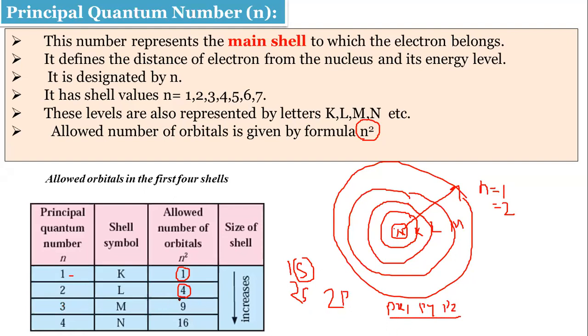Then in the third shell there are 9 orbitals. आता 3 चे orbitals काढू आपण. 3s, then 3p and 3d.